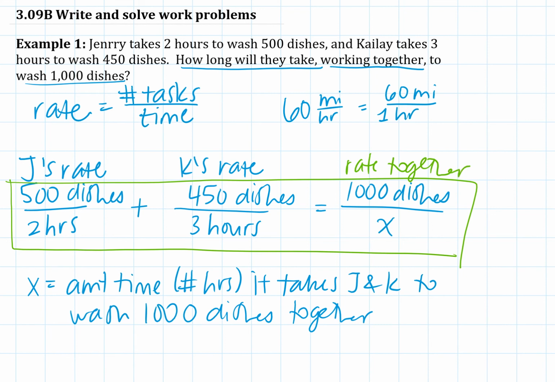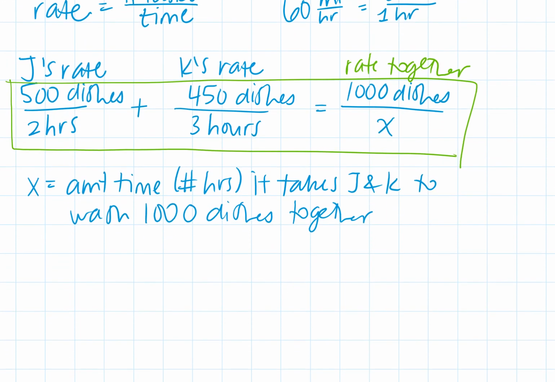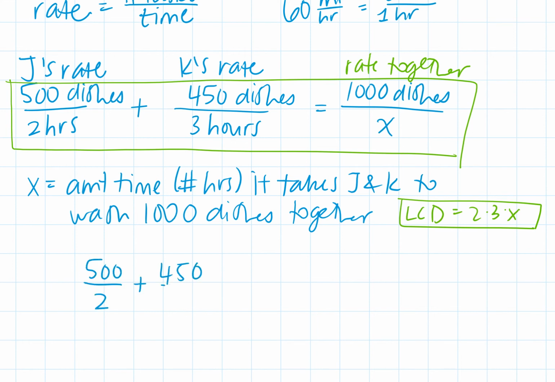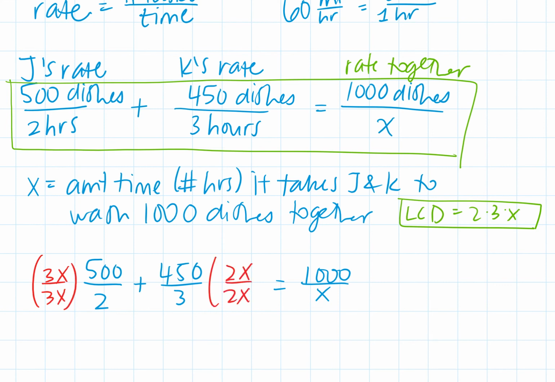Now that we've written the equation, we're ready to solve it. To solve a rational equation, we need a least common denominator. We'll need a 2, a 3, and an x. So we can supplement with what we don't yet have in each denominator. So we have 500 over 2 plus 450 over 3. I'm just rewriting to give myself some space so that I can now add in. I need a 3 and x here. I need a 2 and the x here, and I need the 2 and the 3 here.